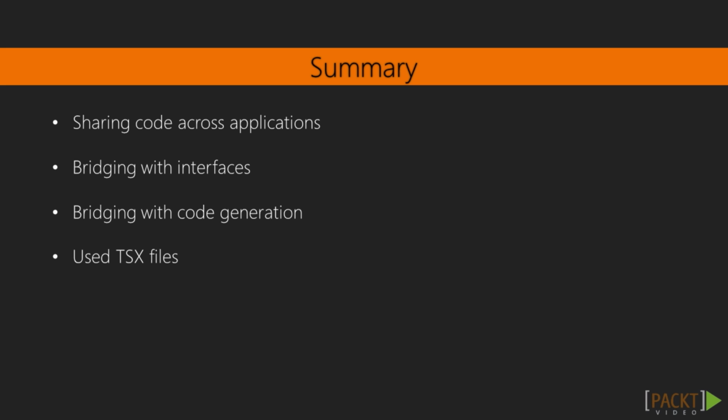In this section, we looked at how we can bridge statically typed gaps. In the first video, we looked at how we can share code across applications. Then we looked at two ways of bridging the server-client statically typed gap. One way used interfaces and a shared configuration. The other way used code generation for the client. Finally, in this video, we looked at how TSX files can help us bring our view code into statically typed TypeScript code.